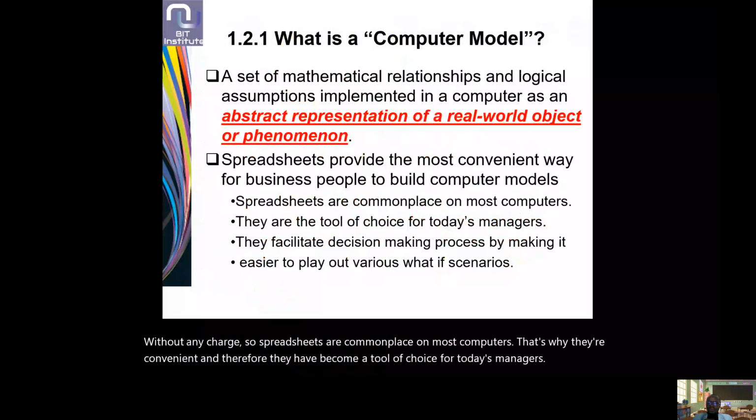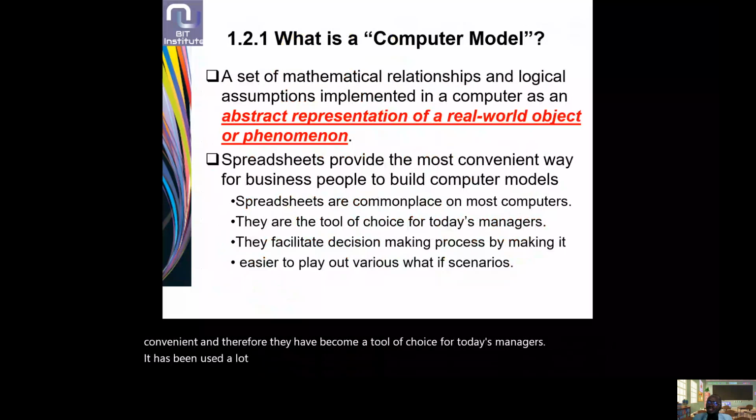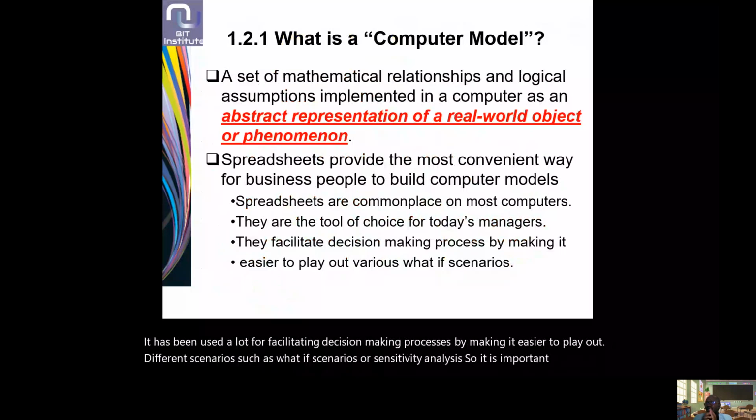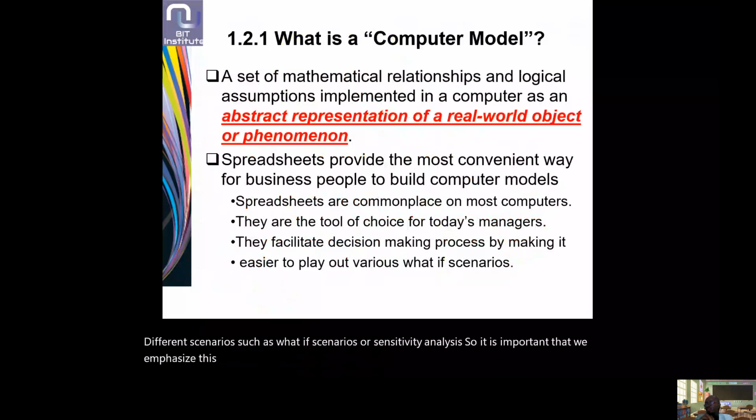It has been used a lot for facilitating decision-making processes by making it easier to play out different scenarios, such as what-if scenarios or sensitivity analysis. So it is important that we emphasize this, that the models that we deal with in this course are computer models, which respect the mathematical relationships between different variables.